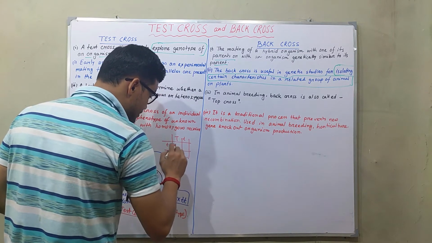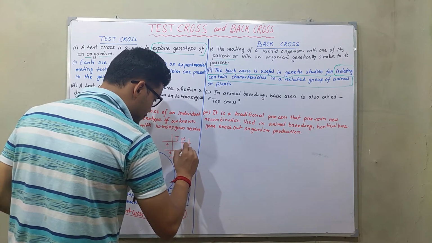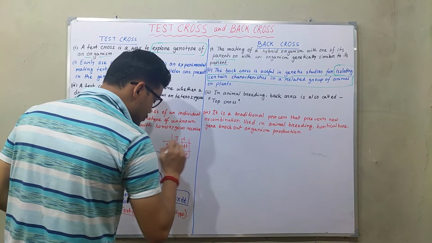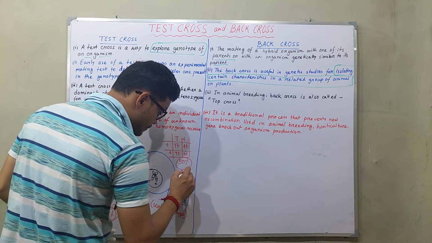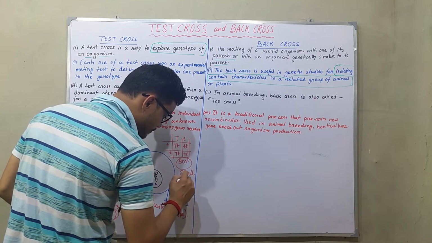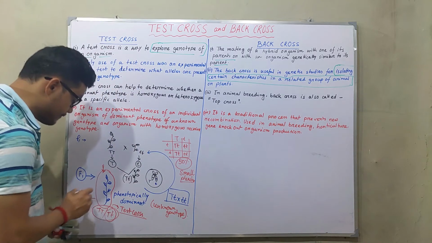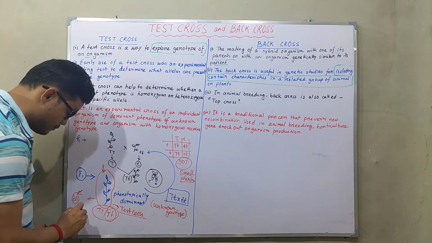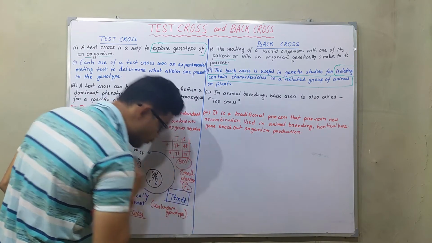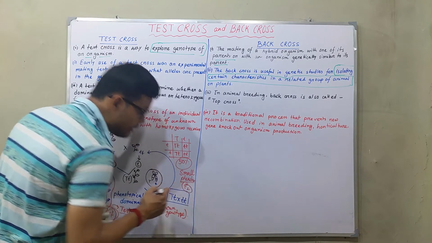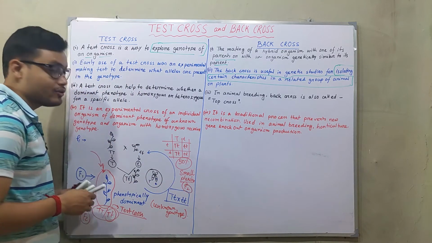So in this case we get small t and small t, but here capital T small t. So 50% of the individuals would appear in the small phenotype. So whenever we get a small phenotype in the F2 progeny, we easily find out that this pea plant is actually a heterozygous type.